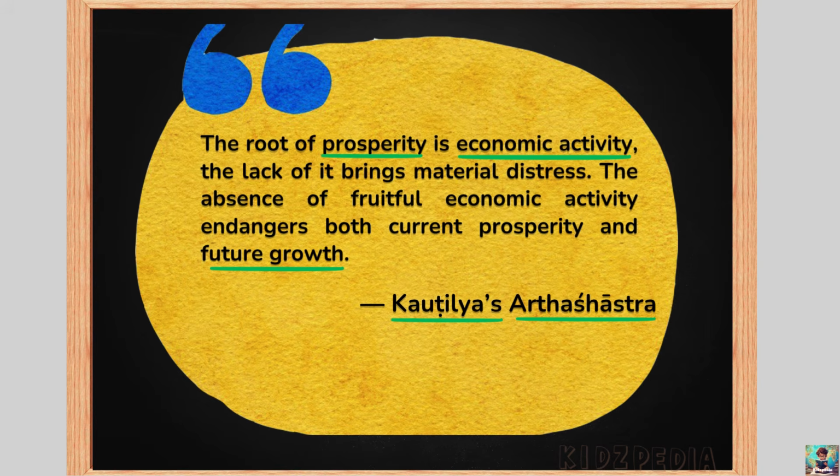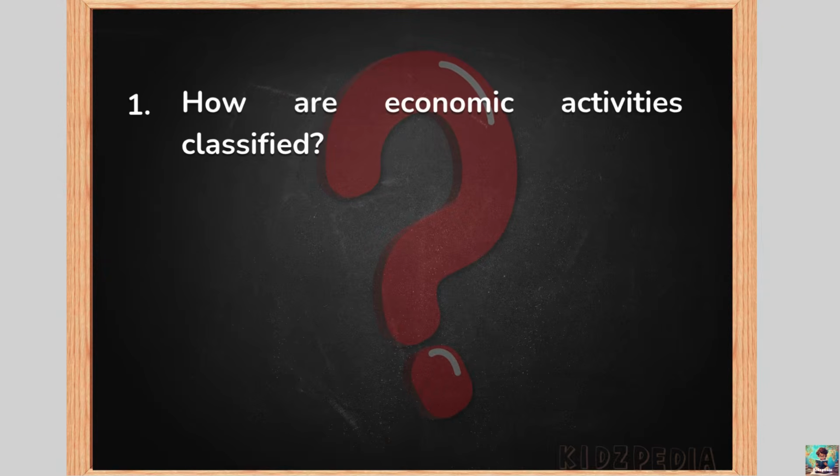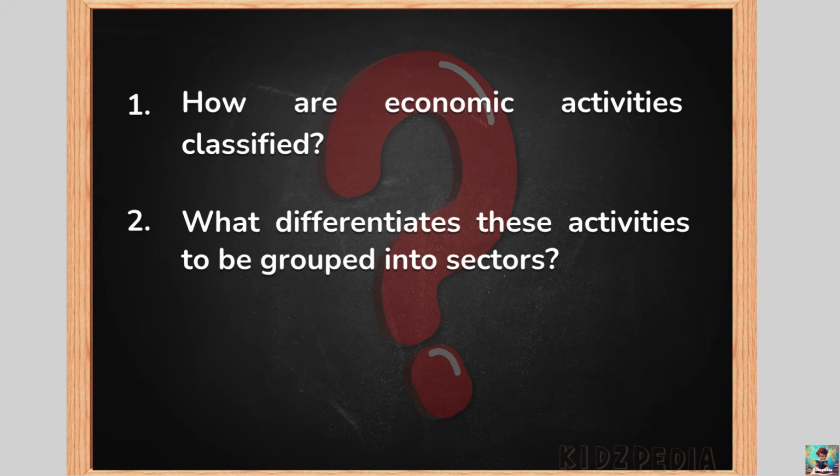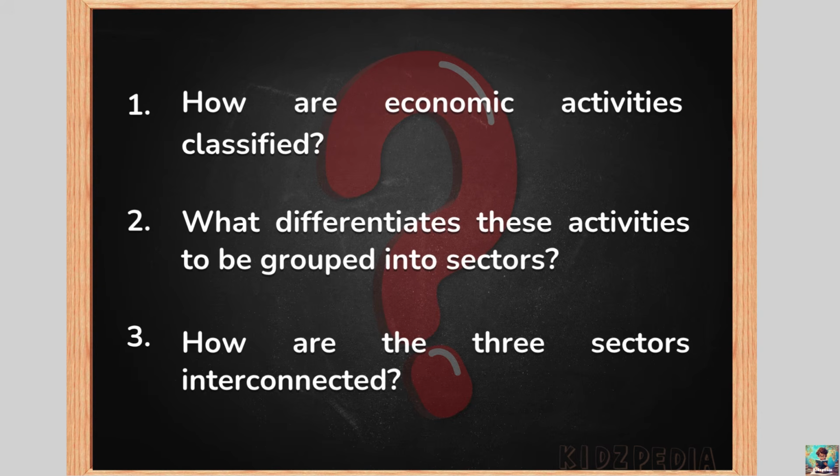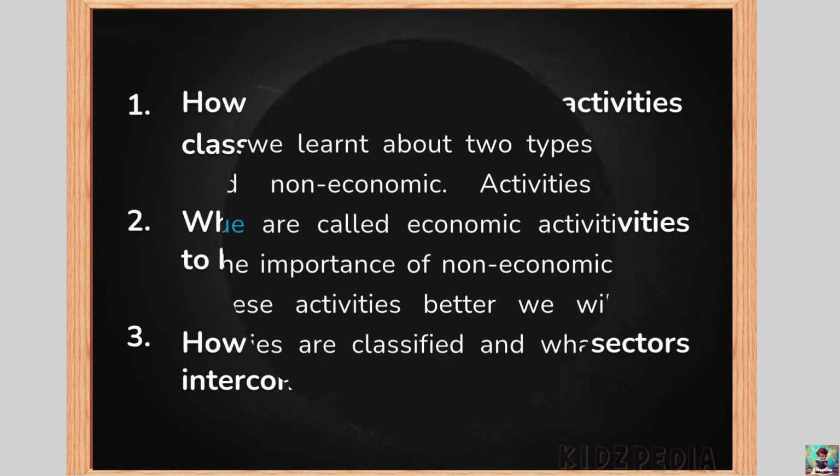So, when people work and produce, the nation grows. When they don't, the nation becomes weak. So, the big questions are, how are economic activities classified? What differentiates these activities to be grouped into sectors? How are the three sectors interconnected? We will learn answers for these questions in this chapter.